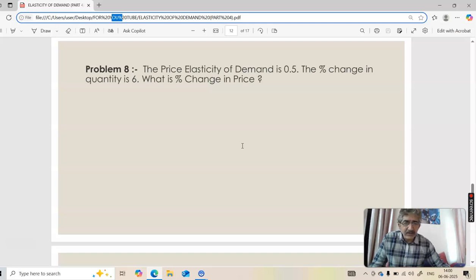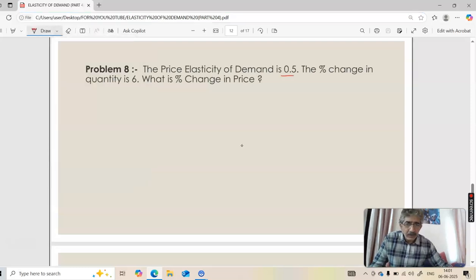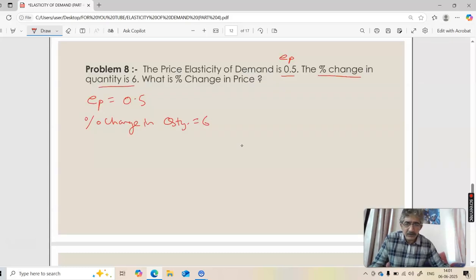So the price elasticity of demand is 0.5. Okay, so this is EP. EP is already given, 0.5. The percentage change in quantity is given to be 6. What is the percentage change in price? We need to calculate this.